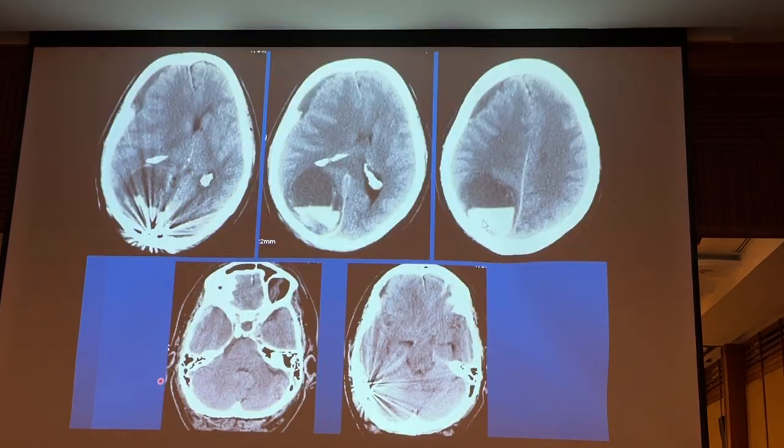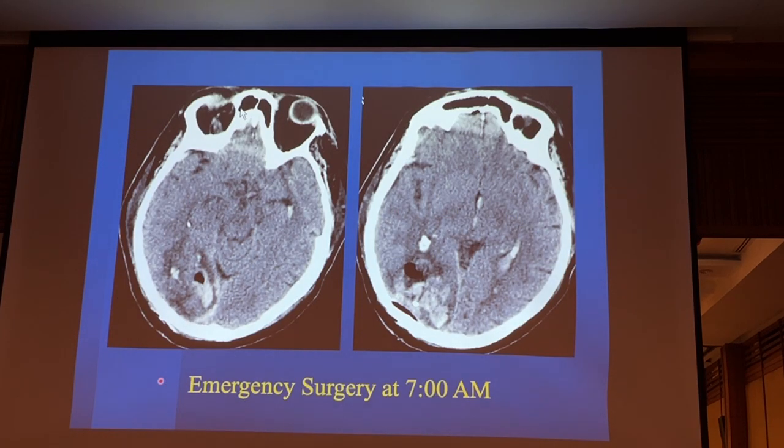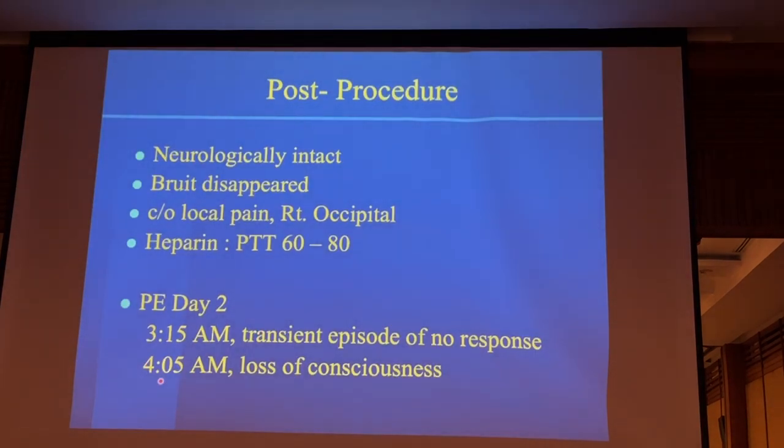We got the CT scan immediately. This is the CT scan. She had a massive bleeding into the occipital lobe and parietal lobe. I called the surgeon immediately, and he operated around 7:30. When he opened, he said there's a posterior cerebral artery branch that is pumping blood. The lesson I learned from this: fortunately she recovered most of the neurological deficit.